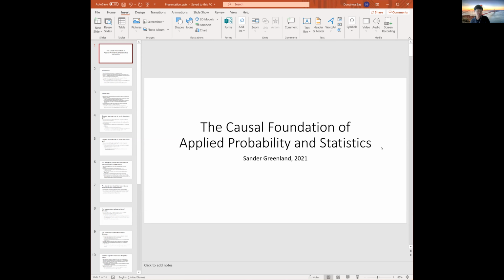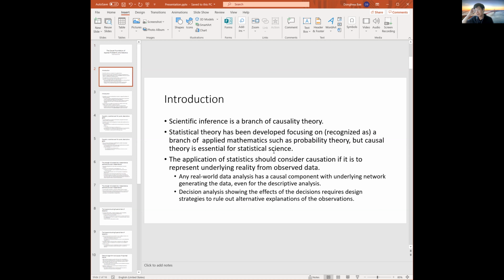Thank you for the introduction of the paper. As she said, the paper I'm going to present today is the causal foundation of applied probability and statistics by Sander Greenland, 2021. Basically, the paper says that scientific inference is just a comment.